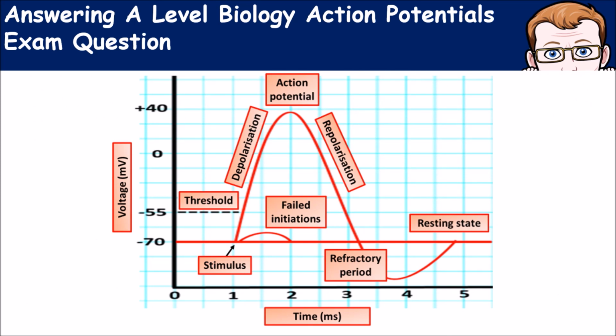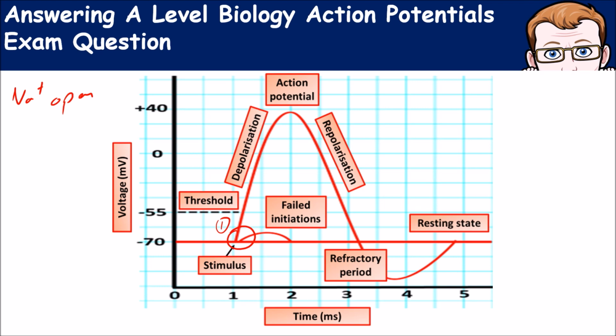So if we have a look at this graph, this graph is effectively showing our stimulus and the relative voltage of the neuron. We can see just here that is where we're going to have some sort of stimulus. The stimulus is going to cause sodium ion channels to open. Enough sodium ion channels need to open up in order to cause depolarization. So it's that all or nothing concept.